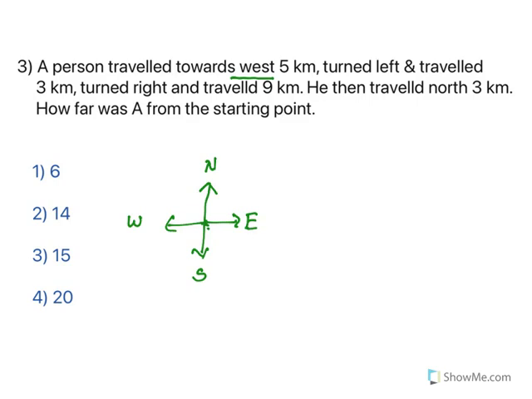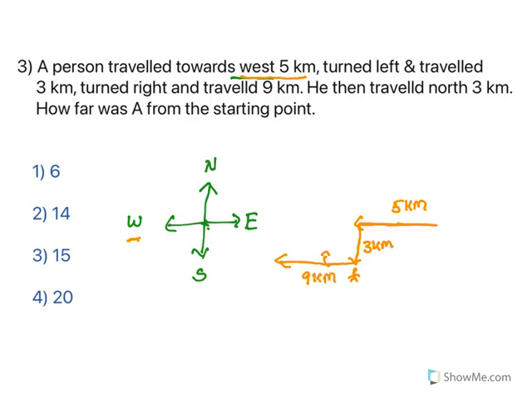Now look at this. A person traveled towards west 5 kilometers. Now, he traveled like this. He traveled 5 kilometers towards west. See, this is west, right? Turned left. Turn left means in this direction he will come, right? Traveled 3 kilometers. Okay. Then turned right. Turned right means this direction, right? See, the person is like this, right? Turned right side means he will be moving in this direction, and he traveled for 9 kilometers.